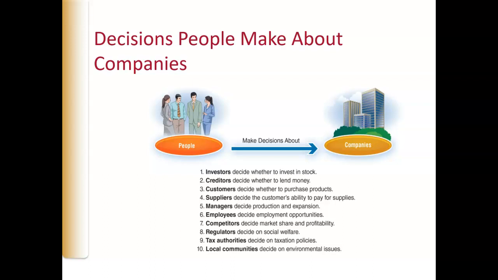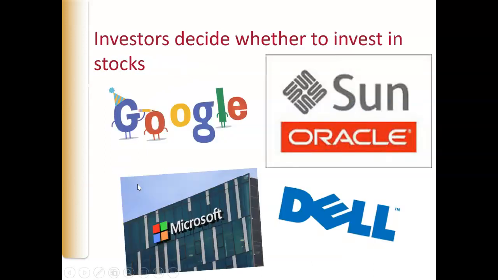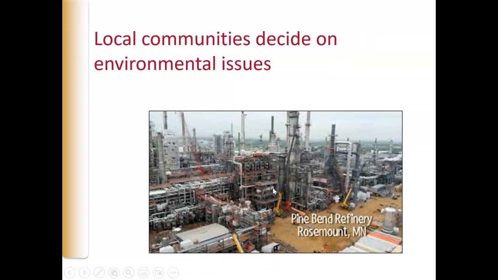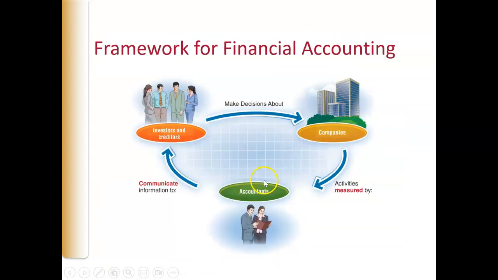Managers decide production and expansion. So managers, this is someone from within the company, and that's going to be another course that helps give information for managers or employees. Competitors want to see how they're faring with other people in the same sector. Regulators, tax authorities, and local communities, people in the community. So know all these different things. Banks, environmental issues, they want to see your financial statements. Know that people, external users, want to make decisions about companies.